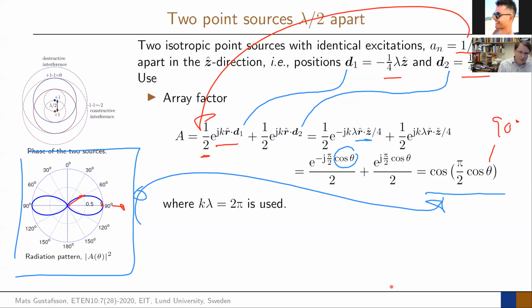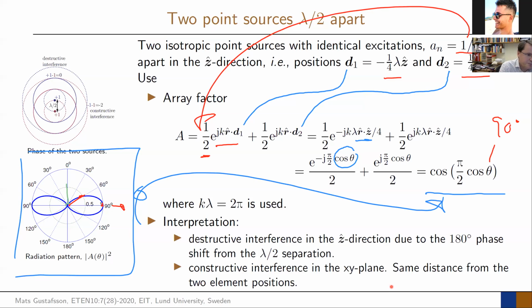And if you plug it in for 0 degrees, so if I go straight up in this case, then cosine theta is equal to 1, and then it's cosine pi over 2, which is equal to 0. So then you have the 0 at 0 degrees that sits there. And this is exactly the same pattern that we saw before. So that is the array factor from these 2 point sources that are lambda over 2 from each other. We can see that we have destructive interference in the Z direction.